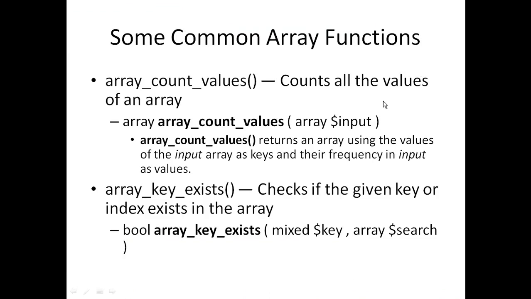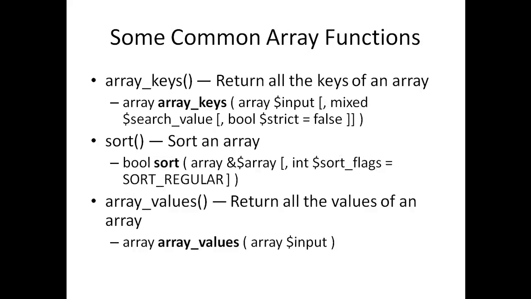array_key_exists checks if the given key or index exists in the array. It returns a boolean, a true or false, and you pass it a mixed element of key with the array to actually search. So think of it as needle, haystack in that order. It checks if the given key is in the array. Checks if the needle is in the haystack. So pretty straightforward. Returns a boolean.